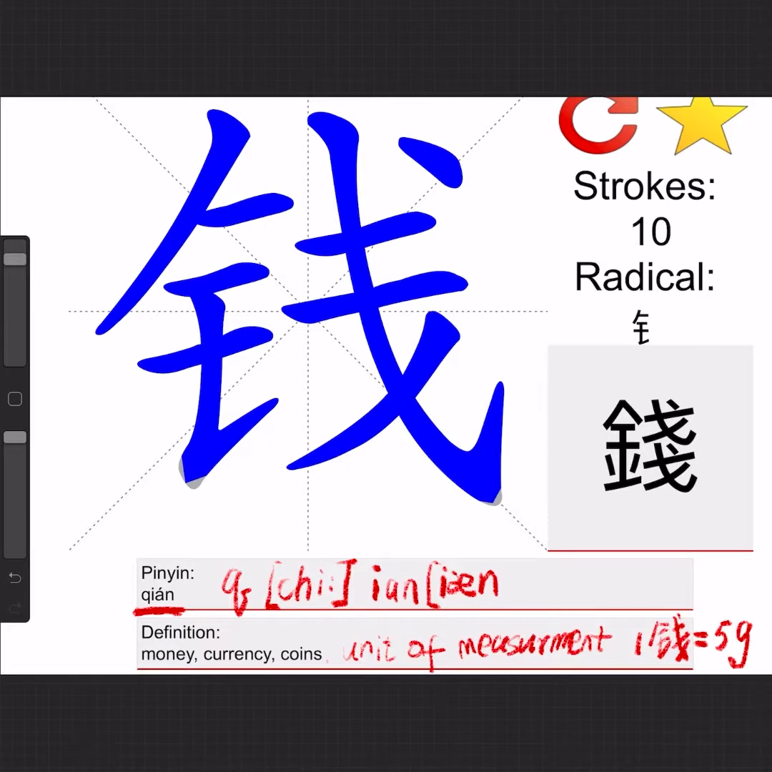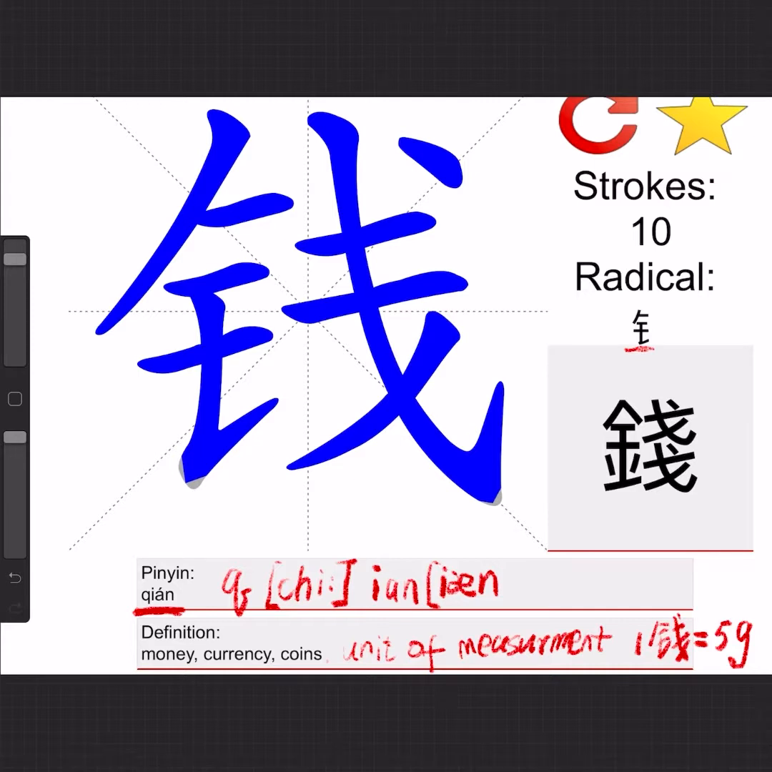Now let's look at the character itself. As you can see in the picture, it's the Chinese character. And on the upper right corner, it tells you it contains 10 strokes. And the radical part is this. Okay, let me show you how to draw the strokes on this character.